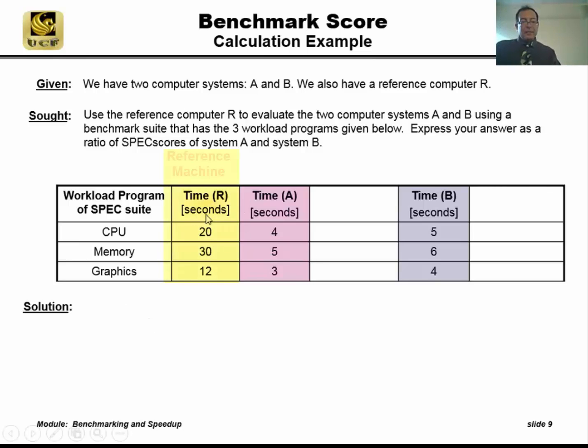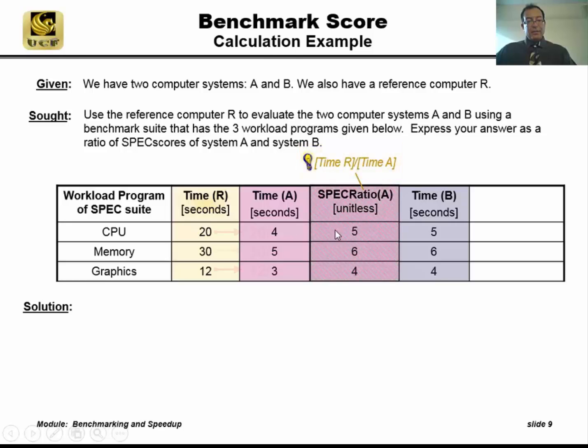So what does this mean? The reference machine took 20 seconds to run that workload, which is CPU intensive. Your computer system A took only 4 seconds, and another system took 5. So first we compute the spec ratio. What's spec ratio? You remember, it's the time of reference divided by time of A. So that was 5, 6, 4, 3 divided by 5, 6? And you say, what do those mean? That's a good question. That's a declarative statement.